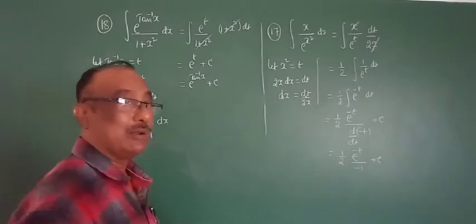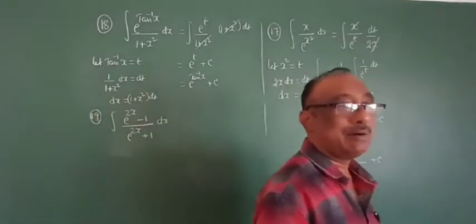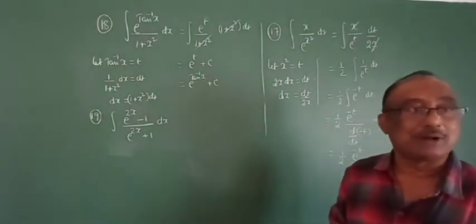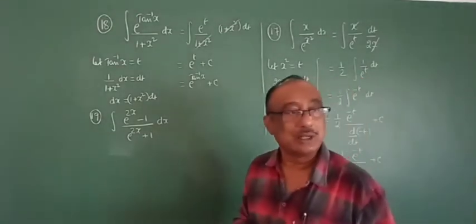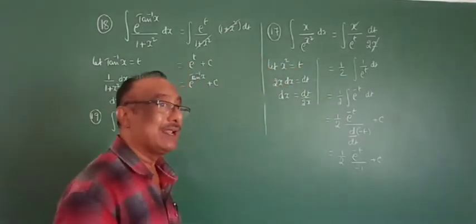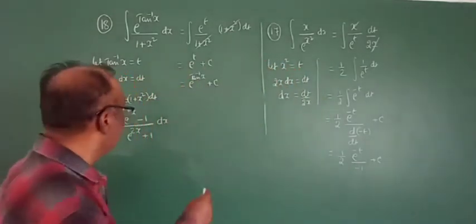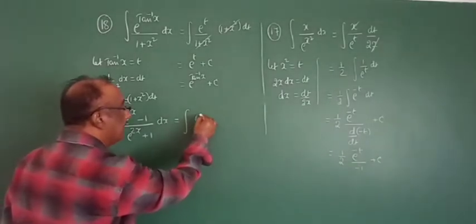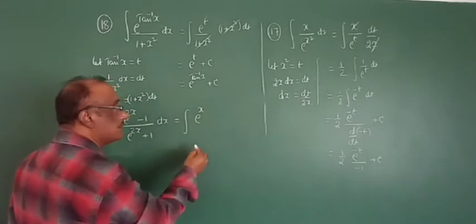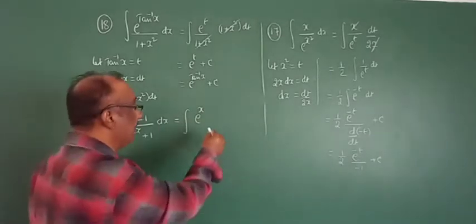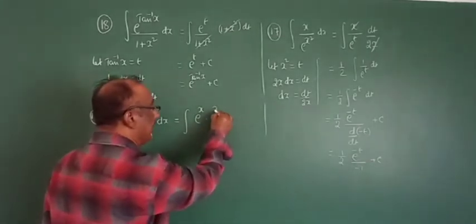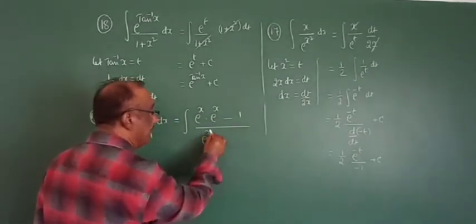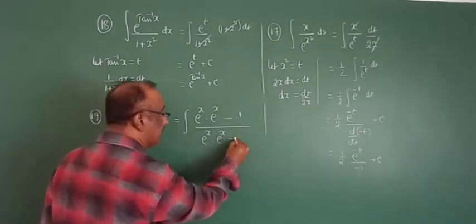So the derivative of e power of 2x minus 1 is not e power of 2x plus 1, and the derivative of e power of 2x plus 1 is not e power of 2x minus 1. The derivative part is not there. So what is the logic we have seen? Now I will write the integral of e power of x, okay? e power of x into e power of x, minus 1 by e power of x into e power of x plus 1.